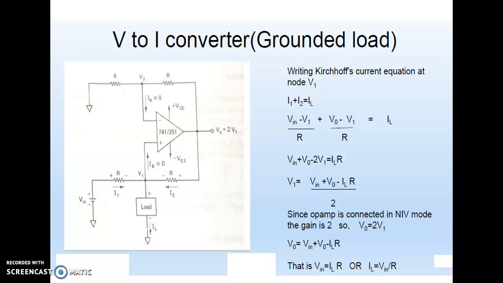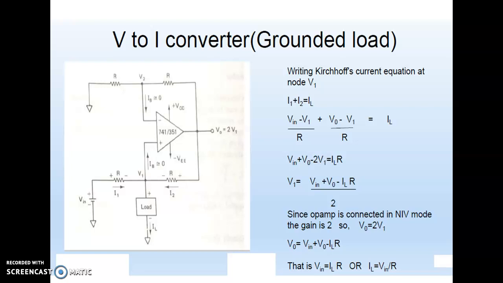If we consider it in terms of gain, we can write AVF equal to 1 plus R by R, which is equal to 2. So we can write V0 is equal to twice V1. Rearranging the terms, we get IL equal to Vin by R. This equation shows that the load current is dependent on the input voltage and resistance R. So this is about the V2I converter with the grounded load.